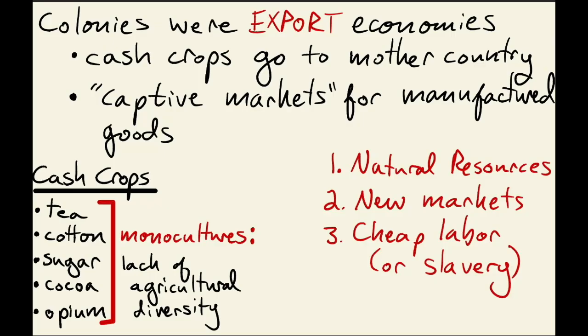But we're still going to see that the European countries are going to try to maximize their profits through these colonies because colonies are going to be export economies. They're not supposed to enrich themselves, they're supposed to enrich the mother country. So cash crops grown in the colonies are going to Europe, and then Europe is going to manufacture goods based on those raw materials that they receive from the colonies. And then the colonies become captive markets, meaning they have to buy from the mother country.